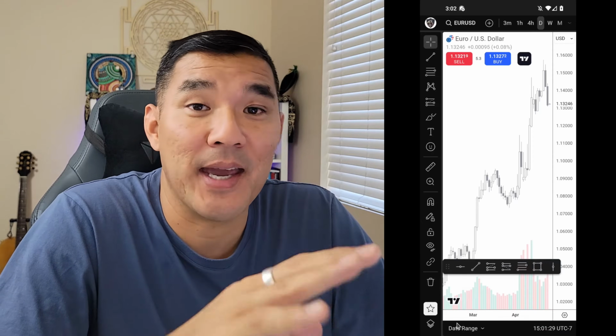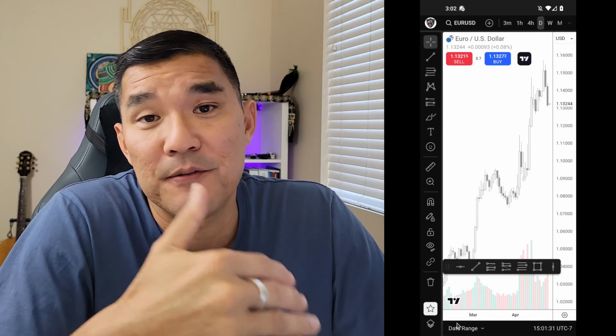So as you can see, entering a trade in TradingView Mobile can be a little confusing to set up, but once you get the hang of it, it's actually really easy and really convenient to enter a trade.